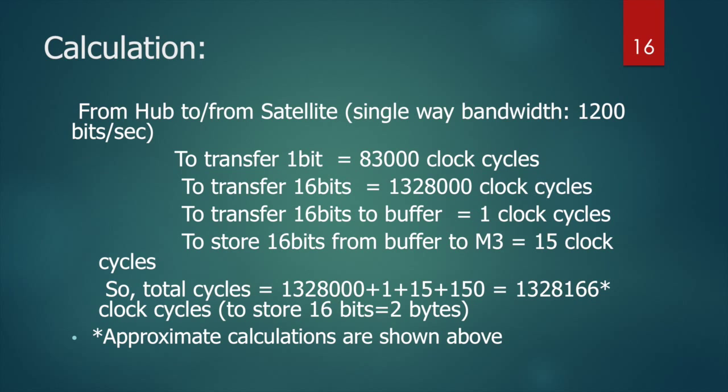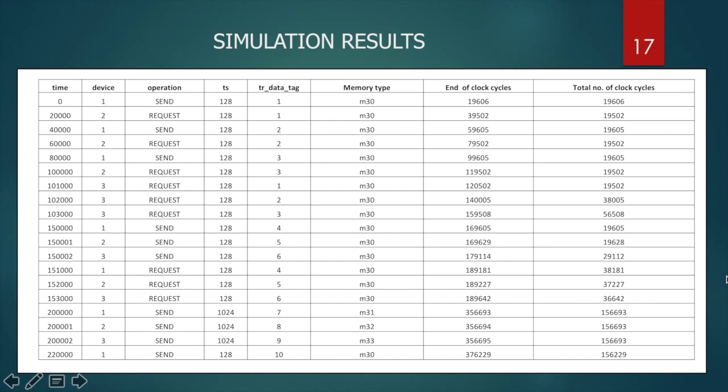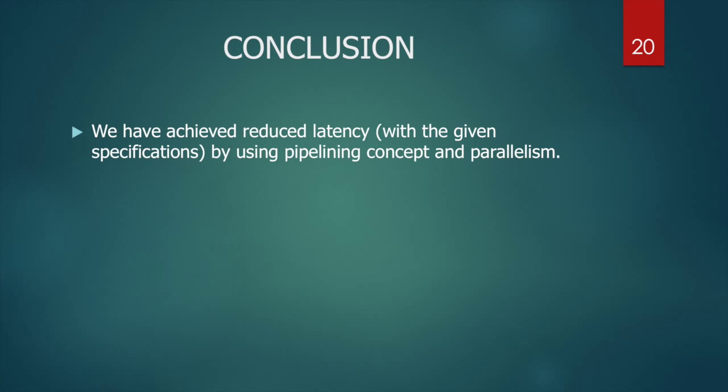Here the calculation we have shown is from hub to satellite, taking single way bandwidth 1200 bits per second. To transfer 1 bit we take 83,000 clock cycles. To transfer 16 bits it takes 1,328,000 clock cycles. To transfer 16 bits to buffer it takes 1 clock cycle, and to store 16 bits from buffer to M3 it takes 15 clock cycles. That is the latency of the memory unit we have used. So total clock cycles sums up to somewhere around 1,328,166. That's approximate calculations. These are the simulation results for the different traffic files, and here the conclusion.